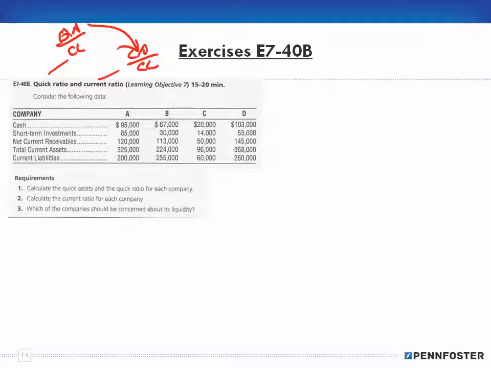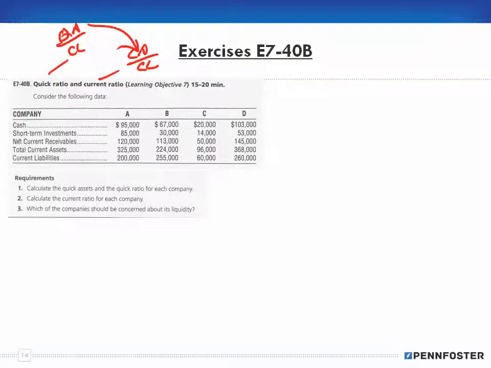But our quick generally includes the receivables, between cash and the receivables, because we can convert those over relatively quickly. The quick assets are a subset of the current assets, and that's why you have the 2 different ratios. So here's the data.